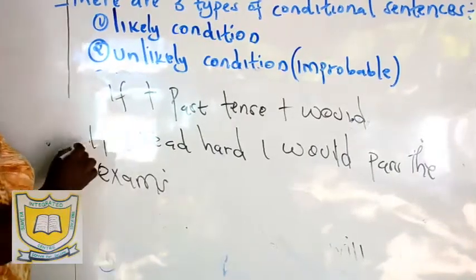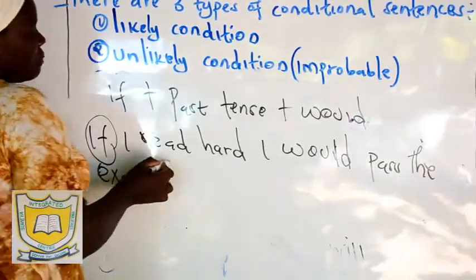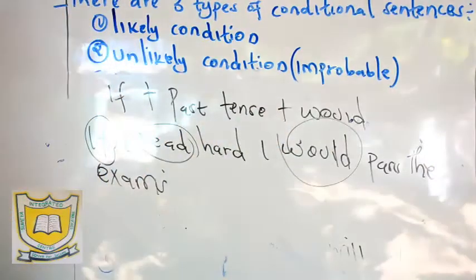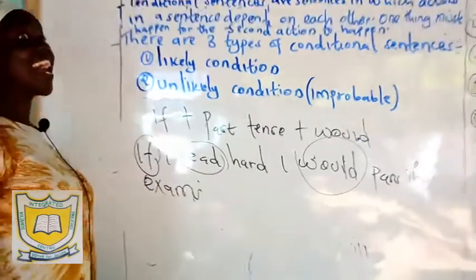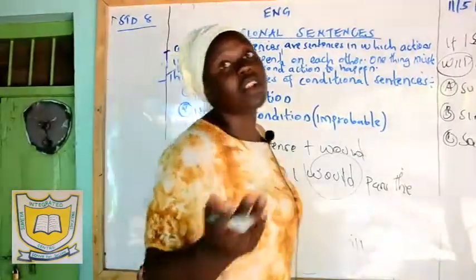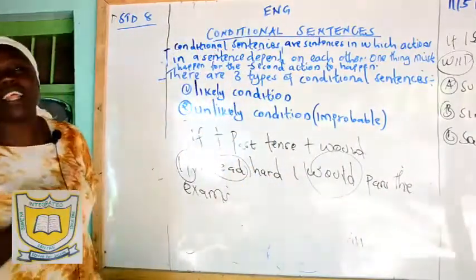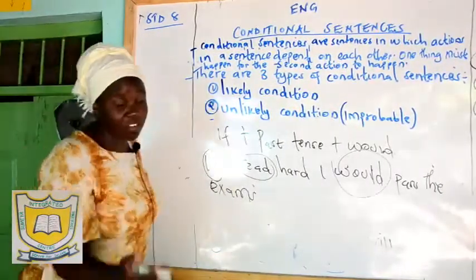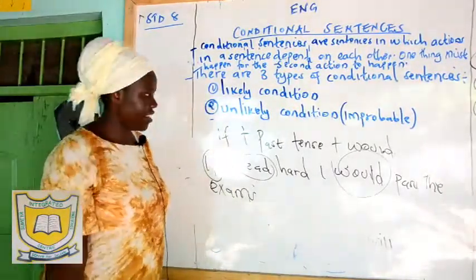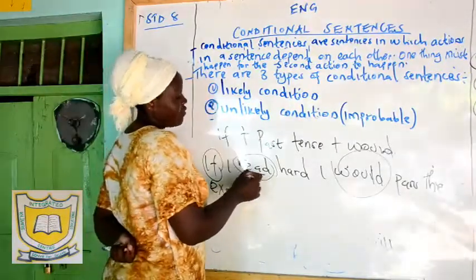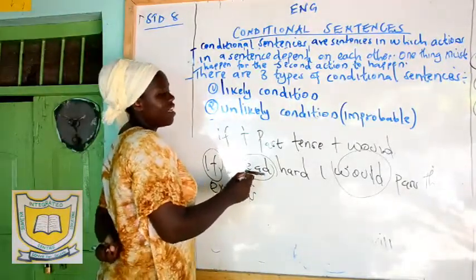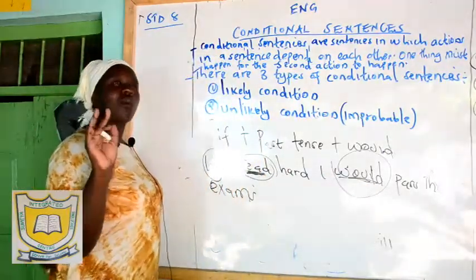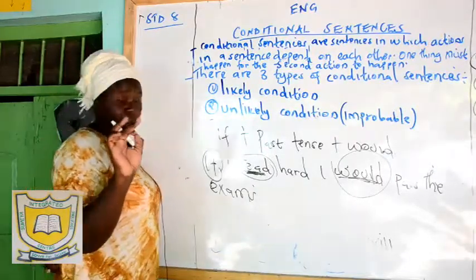Now, look at this sentence. It's formed by if plus a past tense plus would. Now, most learners cannot differentiate between the unlikely condition and the impossible condition. Most can come up with the likely condition, but when it comes to the unlikely condition and the impossible condition, most of you cannot differentiate. If you see a past tense, then you go for would. And these sentences are hard, especially when pupils are told to complete the sentence.